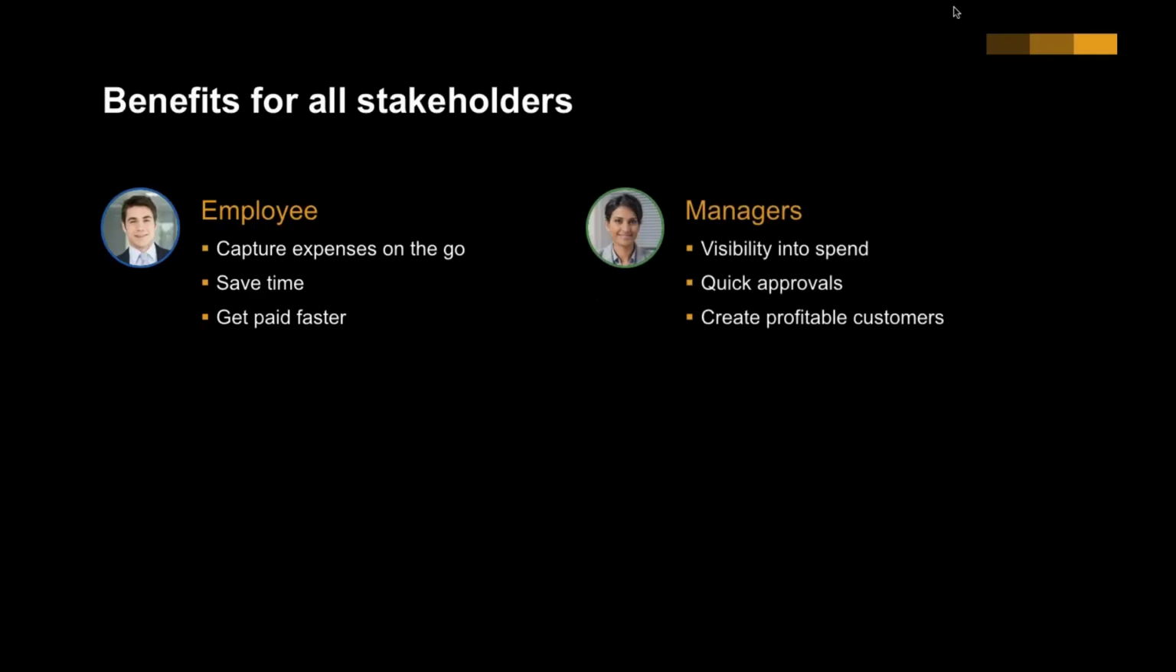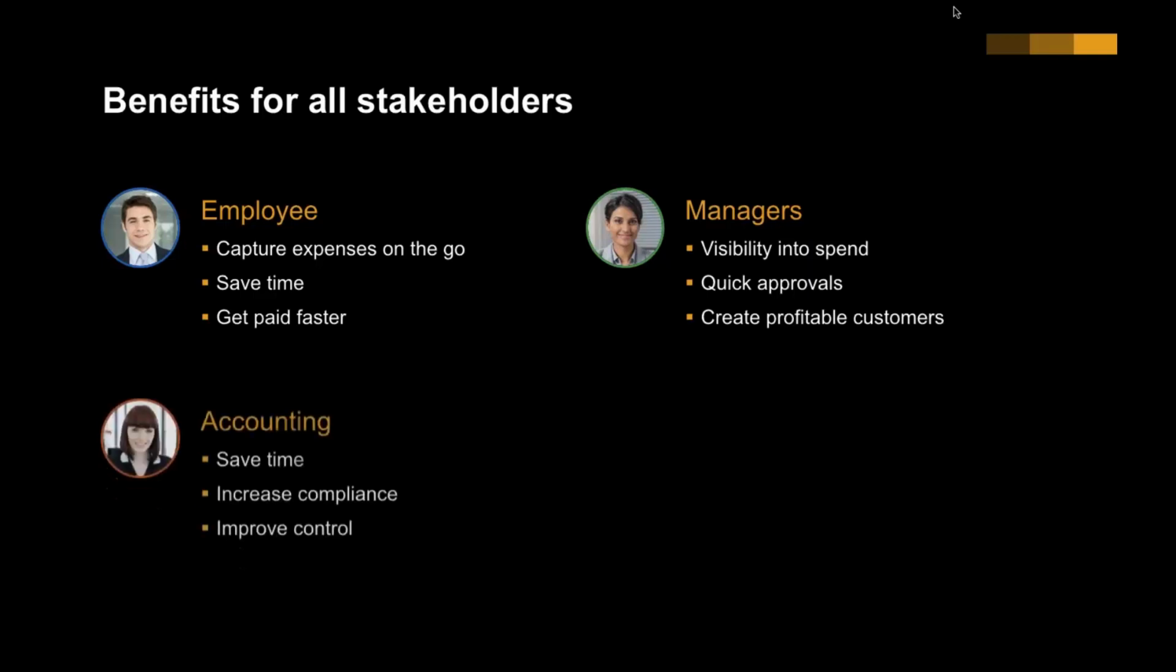Managers are going to have better visibility into their spend because they don't need to wait for the month-end reports that AP is giving them with the data entered into your ERP system. Instead, they're able to pull reports directly within SAP Concur to analyze their spend as soon as that expense has been added to an expense report.